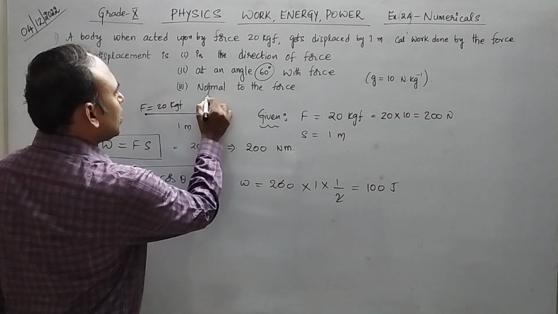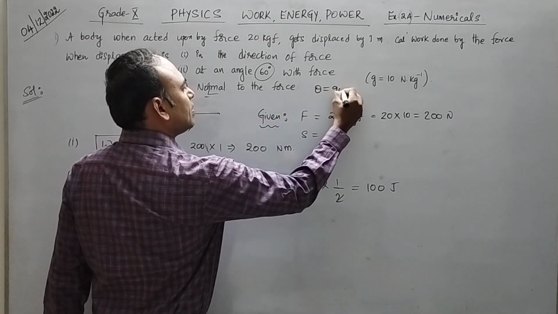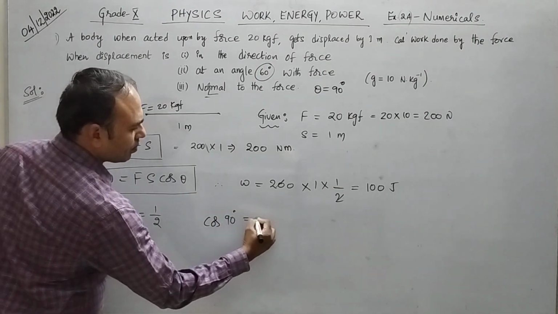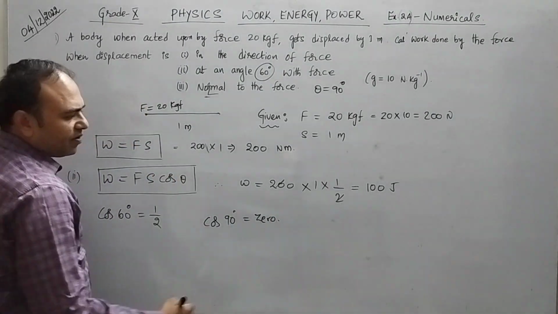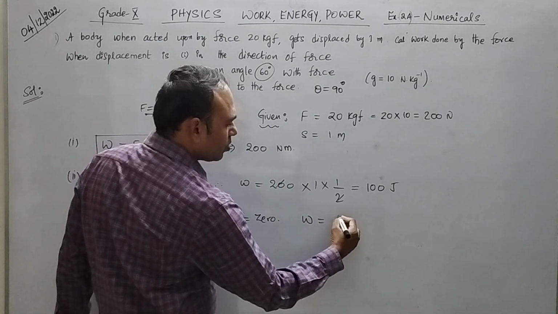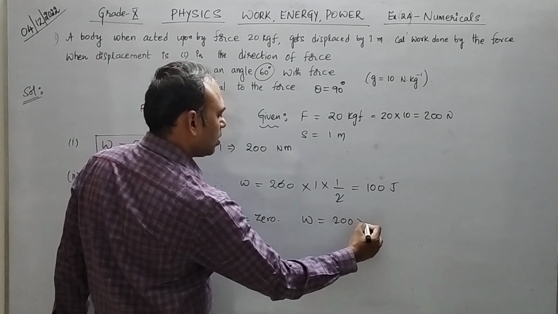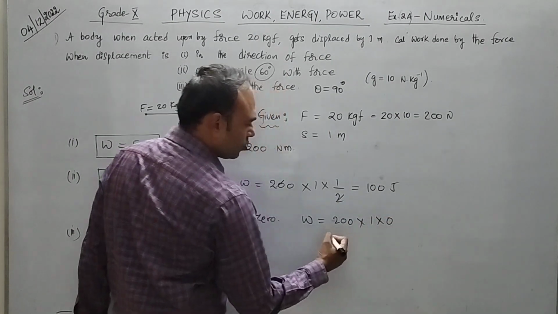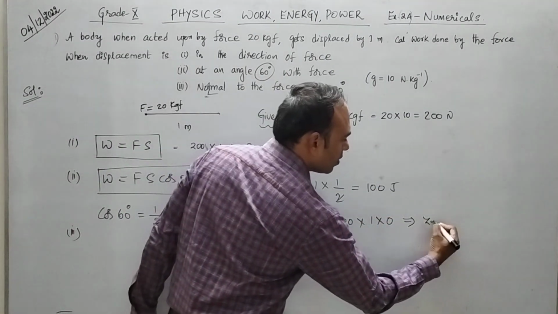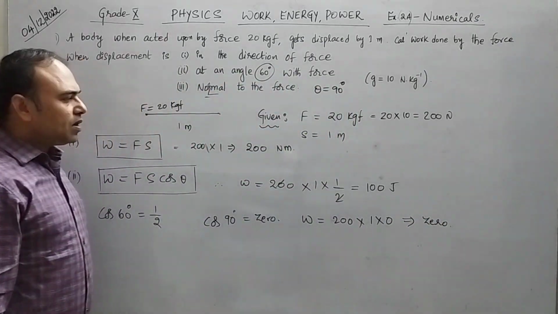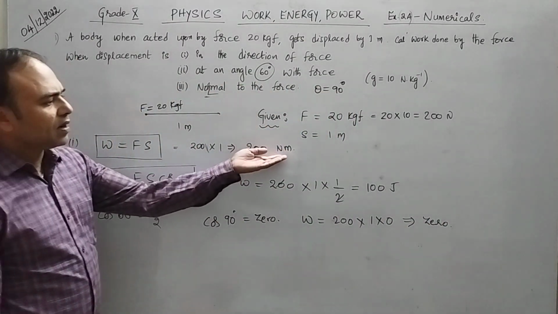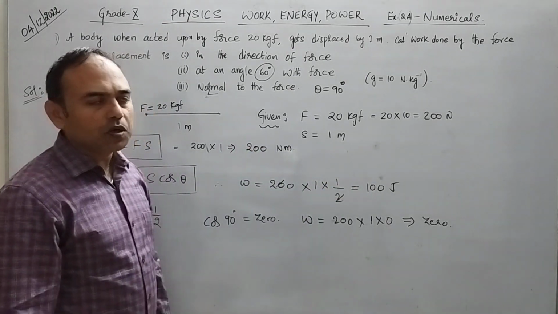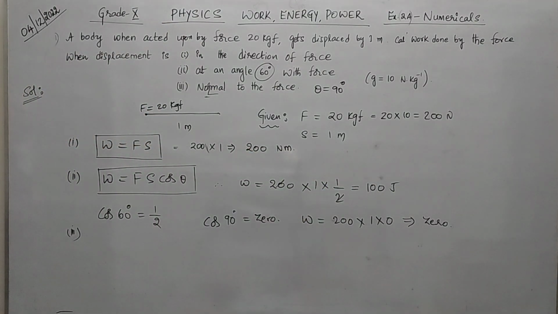Next one, when they are giving normal, theta is 90. So cos 90 is 0. So straight away we can write W is equal to force 200 into displacement 1 into 0. Anything into 0 is 0. Hope you are able to understand. In the first case, Newton meter can also be written as joule, so 200 joule. Second one is 100 and third one is 0. Now let us move to question number 2.